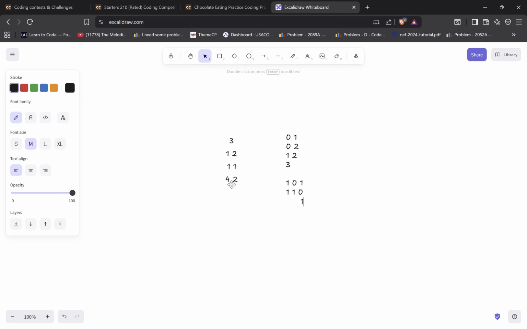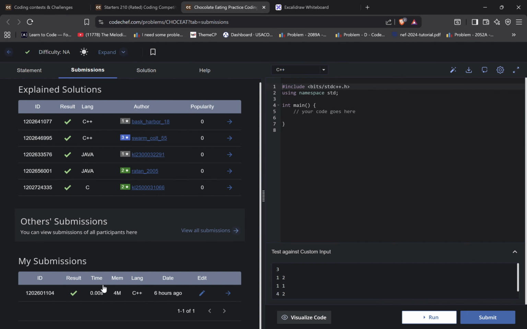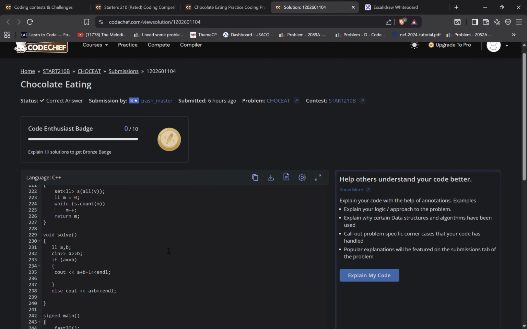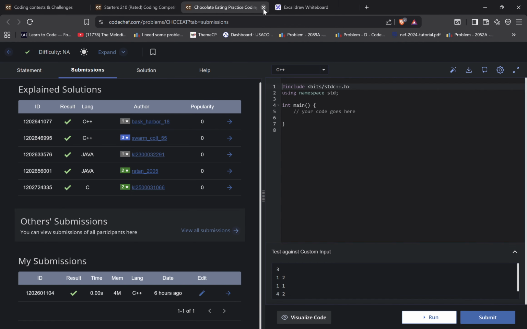When it is not equal, you eat the higher one first. You eat all the 4 first. 2 cannot become equal to 4. So you will then eat all the 2's. Total satisfaction would be 6. And yep, that's it. Submission. Yep, that's what I did. If it is equal, then I simply cout a plus b minus 1, else a plus b. So that's for the first question.